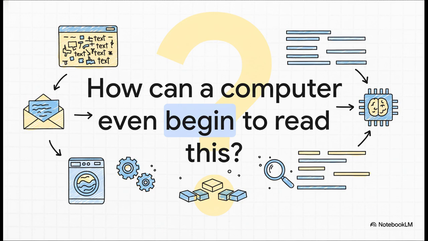Before a machine can do anything cool like summarize that email or translate it, it has to somehow make sense of all that raw, messy text. So, how can a computer even begin to read something so chaotic? This is the fundamental challenge of natural language processing, or NLP.